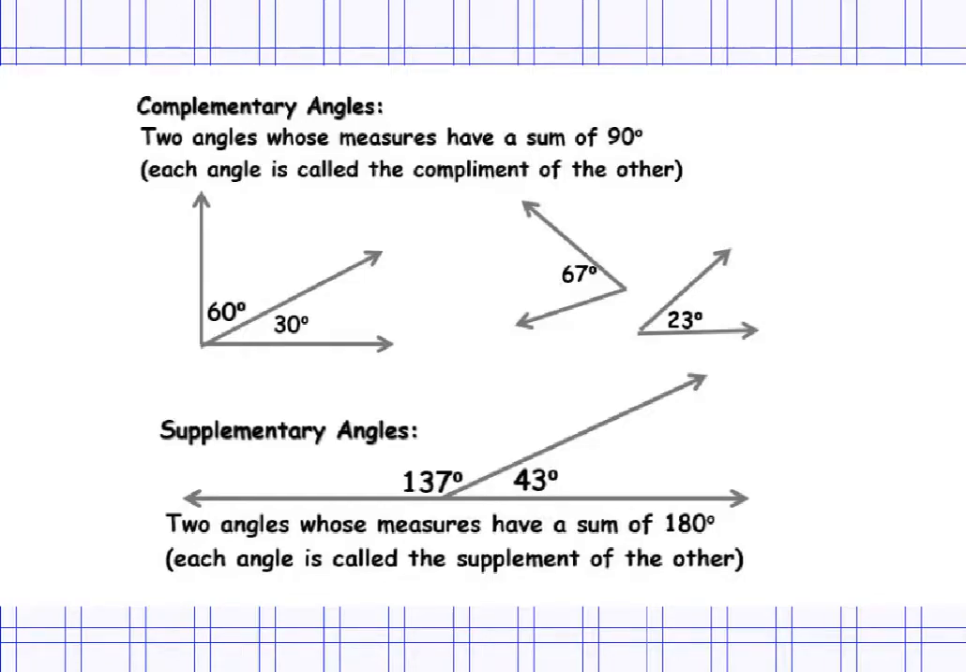Supplementary angles, on the other hand, are going to have a sum of 180 degrees. So here I have a 137 degree angle and a 43 degree angle. Together they make a straight line, which has a sum of 180 degrees. Each angle is called the supplement of the other angle.